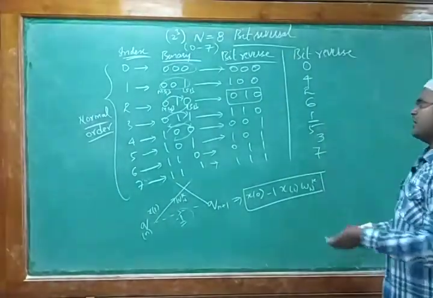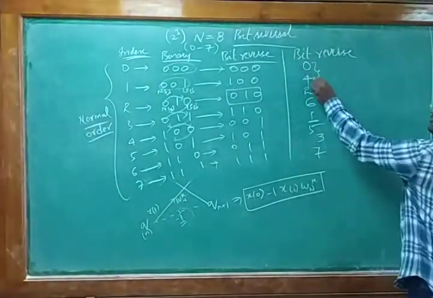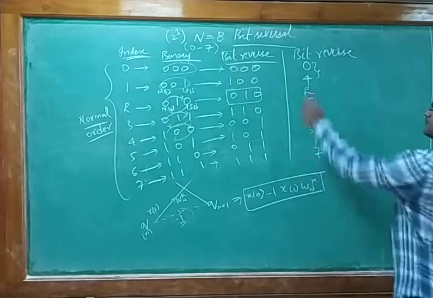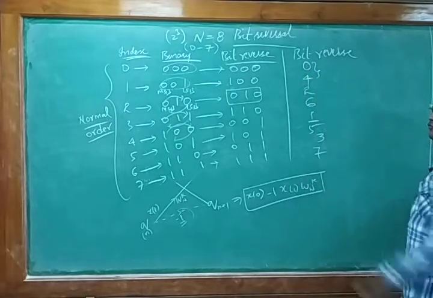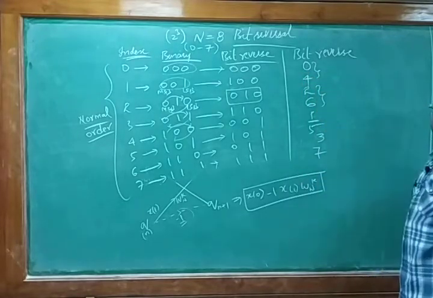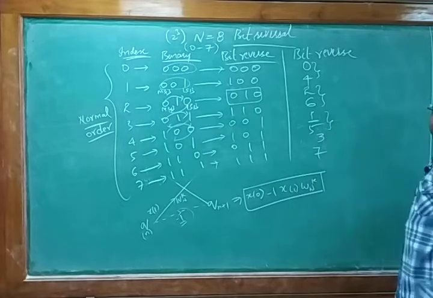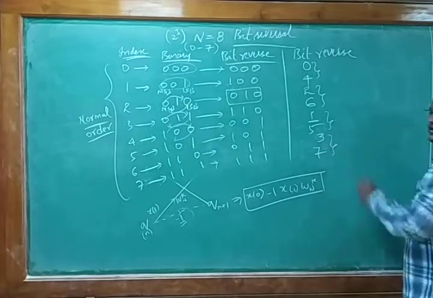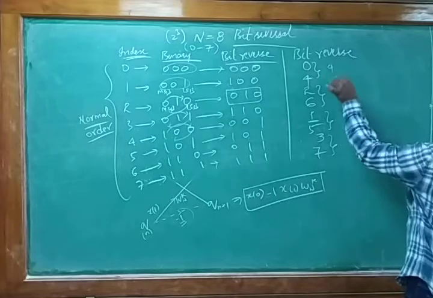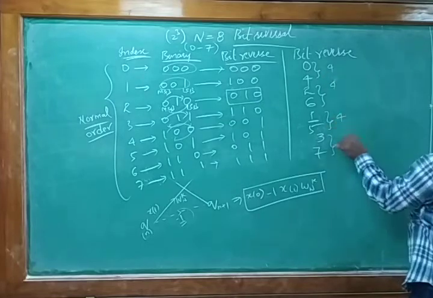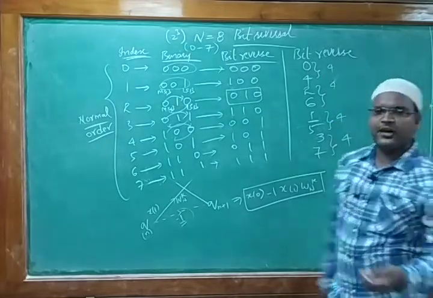In other words, what I have explained, if you look at the consecutive bits, the difference needs to be 4. 0 and 4, the difference is 4. 2 and 6, the difference is 4. 1 and 5, the difference is 4. 3 and 7, the difference is 4. So for all the bits we are taking, that particular difference we get as 4.